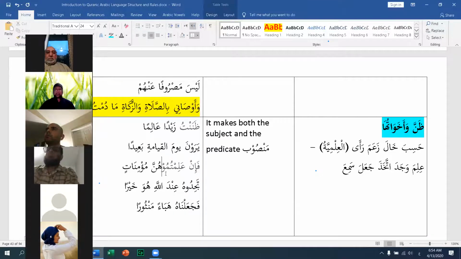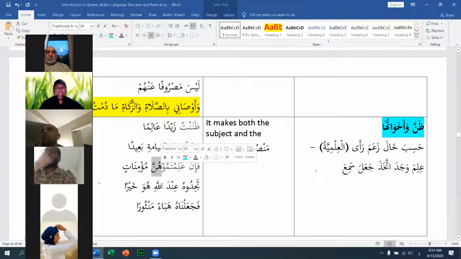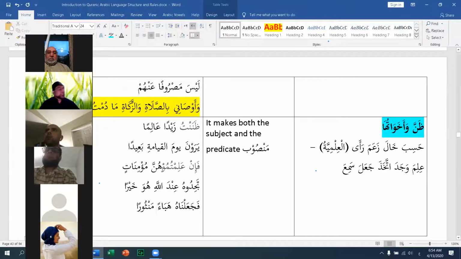Alimtumuhunna. That's what happened there. We take the damir hunna and we make it muttasil. So that's why that waw is added on there. This waw here is not part of the verb. It is only added on for what we call the solid damir, for connecting the pronoun to the verb.